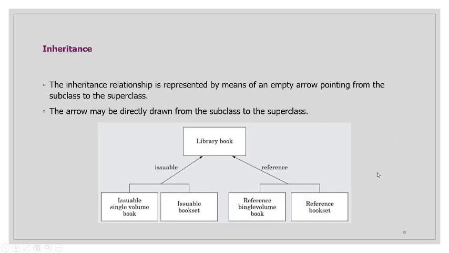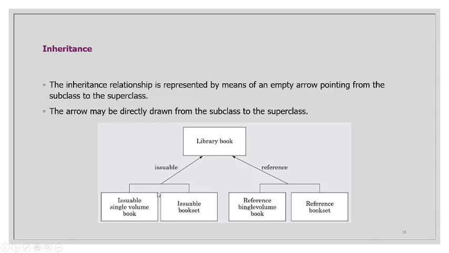Now, inheritance: this concept is very much clear to you. I am just saying that the inheritance relationship is represented by an empty arrow pointing to the superclass from the subclass. This arrow should be empty. The arrow should be drawn from the subclass to the superclass. Do not draw this arrow from superclass to subclass.